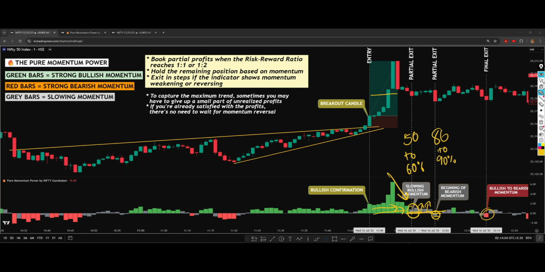But if you have any hope left, then you can wait for the red bar for the rest of the 10%, but you have to exit up to 80 to 90% upon the gray bar which falls below the zero line. Clear? I hope everything is clear in this particular trade. This is how we will be applying this indicator in real markets.